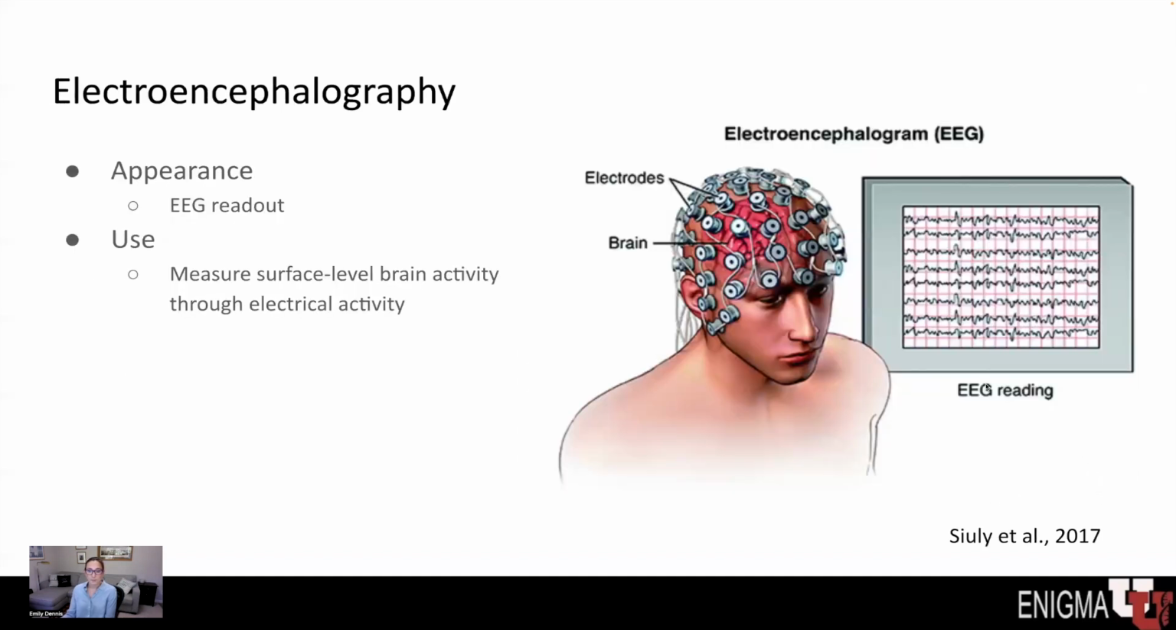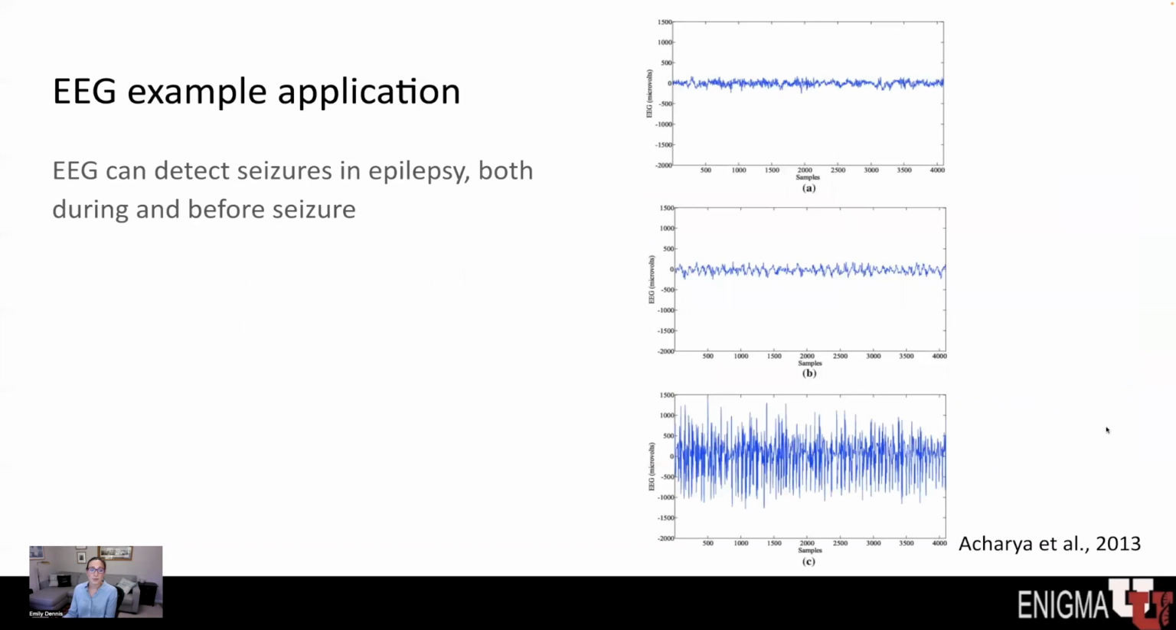Electroencephalography, or EEG. With this, participants have a cap of electrodes on their scalp. You don't have to shave your head. They have a conductive material that is placed underneath them, so they just stick it to your scalp through your hair. And you can measure surface level brain activity through the electrical activity. So each one of these electrodes gives a reading such as this one here, and you get this around the brain.